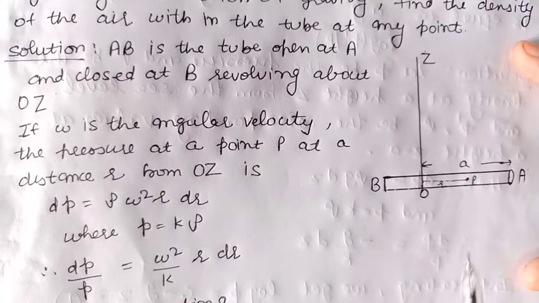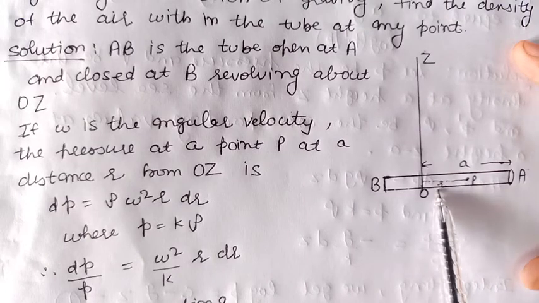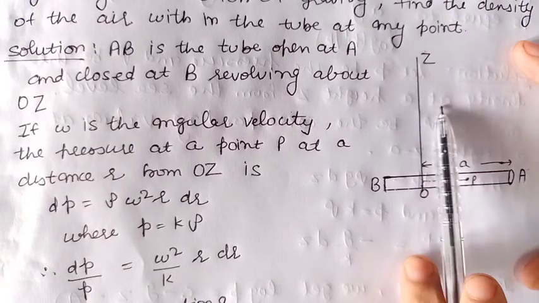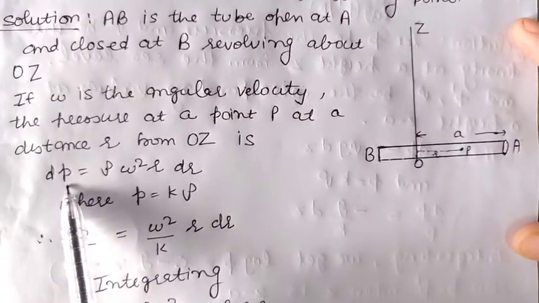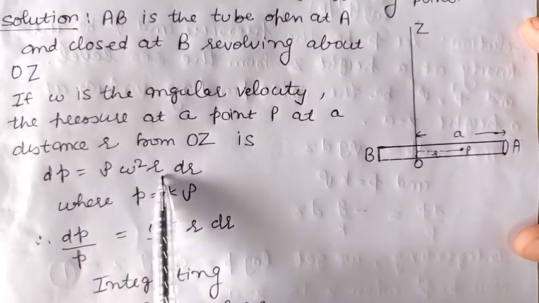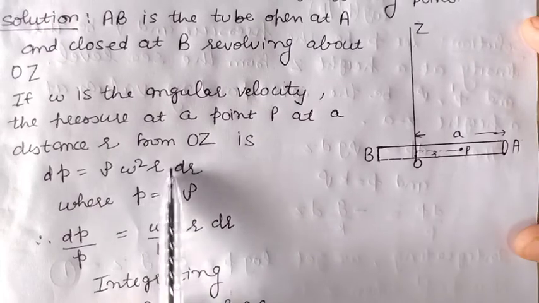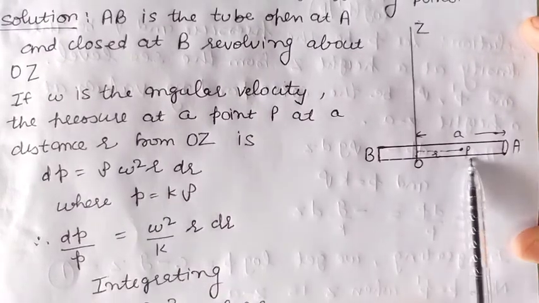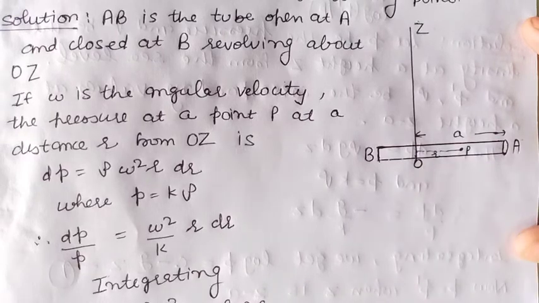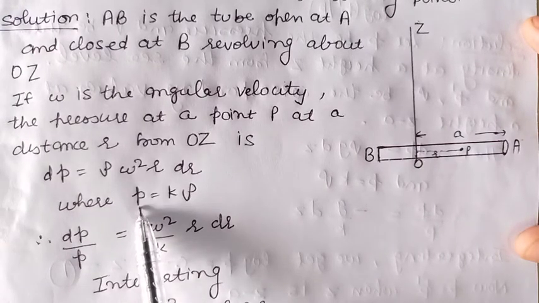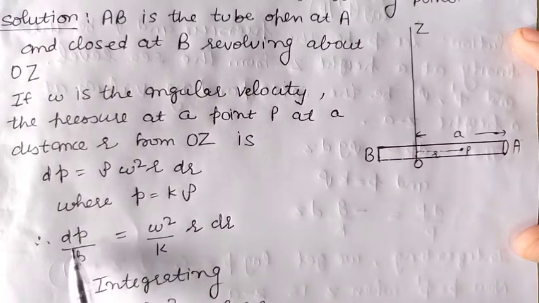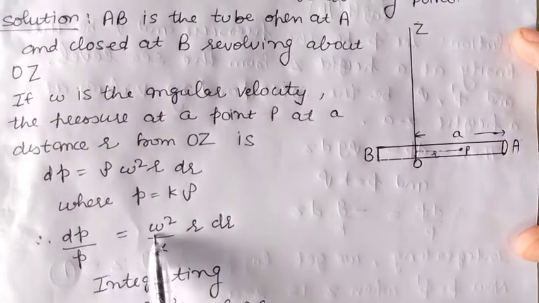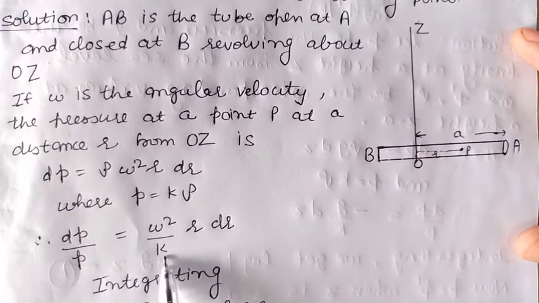Now let us take a point P at a distance r from OZ. Then at this point P, the pressure is given by dP is equal to rho omega square r dr, where this r is the distance of point P from O. Now the pressure P is given by K into rho. Now we can divide these two equations. We get dP upon P is equal to omega square r dr upon K.